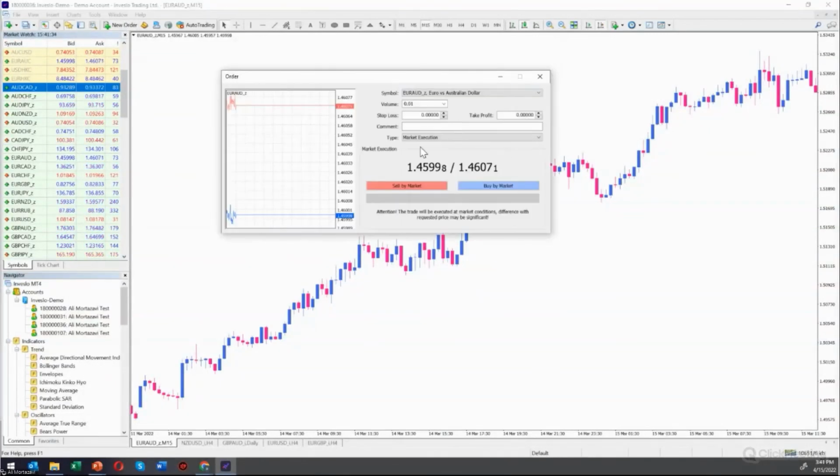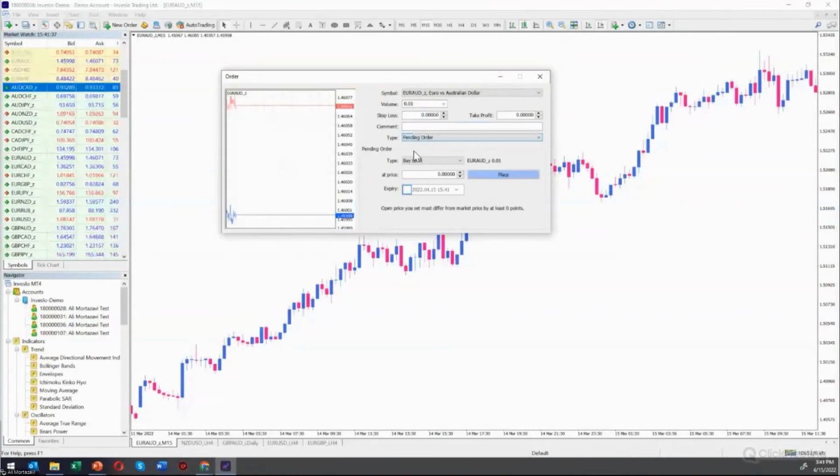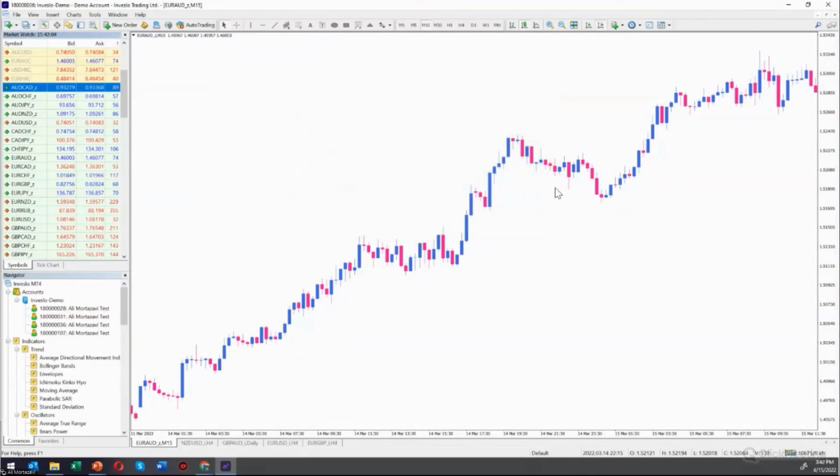And likewise, you can just choose a pending order. You can just choose the buy limit or sell limit, and then you can put your price. This is a predetermined price. If you open a buy limit, it should be lower than the current price, and if you are going to open a sell limit, it should be higher than the current price. Okay, and after that, you can place your order here, and as soon as the market reaches that predetermined level, your position will be executed.